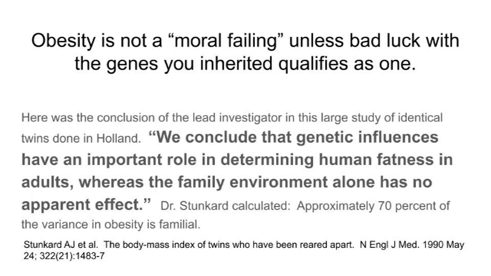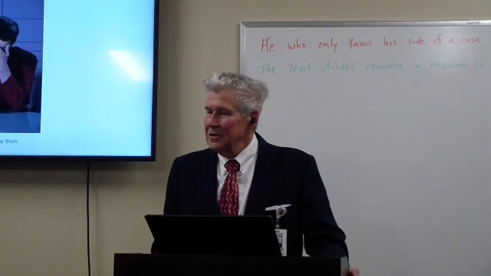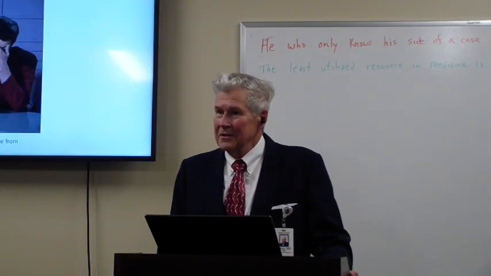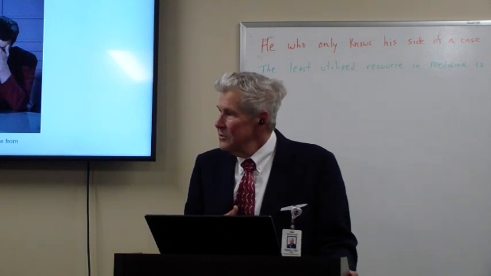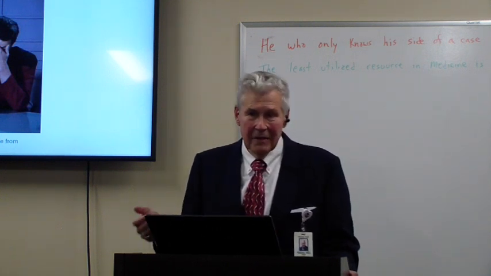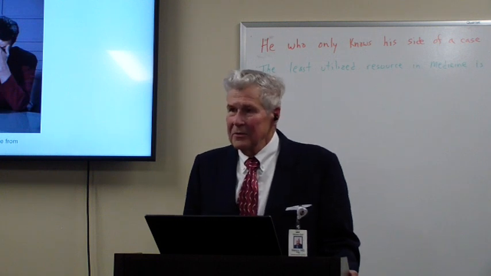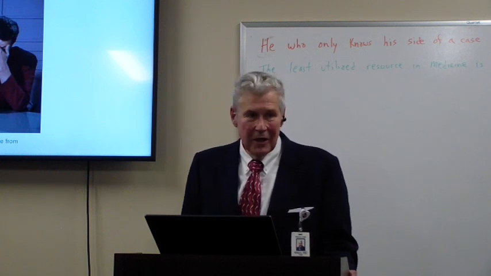They did these wonderful twin studies in Holland, and they said, we conclude that genetic influences have an important role in determining human fatness in adults, whereas the family environment alone has no apparent effect. Dr. Stunkard calculated approximately 70% of the variance in obesity is familial. So it's a familial problem. Unfortunately, most people have it in the United States. We evolved to eat primarily fatty meat. We extinguished 31 species of large herbivores.